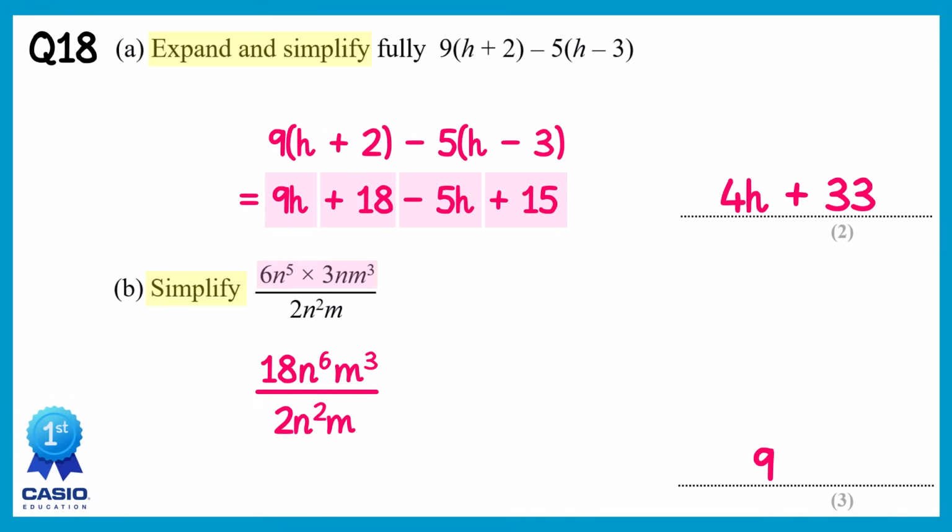To divide, we will divide the coefficient, so 18 divided by 2, which is 9, then we have n to the 6 divided by n to the 2. When you divide like this, you subtract the indices, so 6 subtract 2, which is 4, so n to the power 4. And finally, we have m to the power 3 divided by m to the power 1, which is m to the power 2, or m squared. So it's 9 n to the 4 m squared.